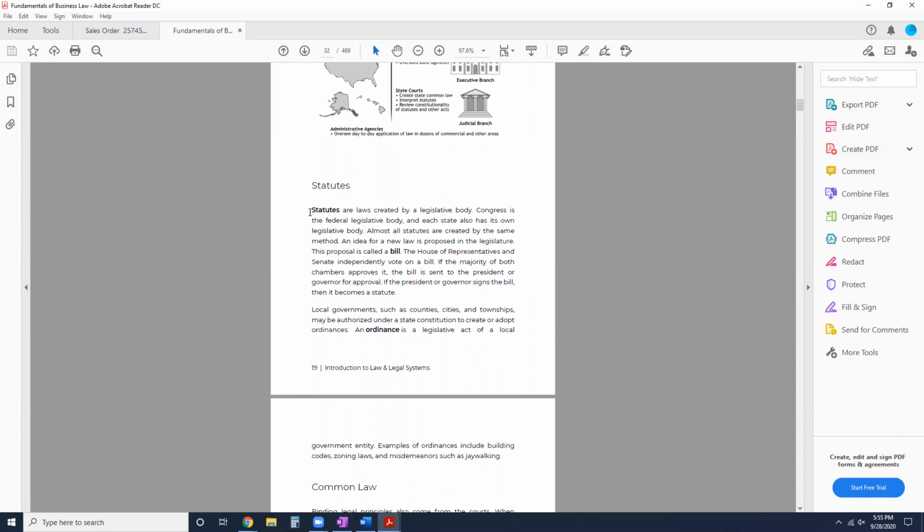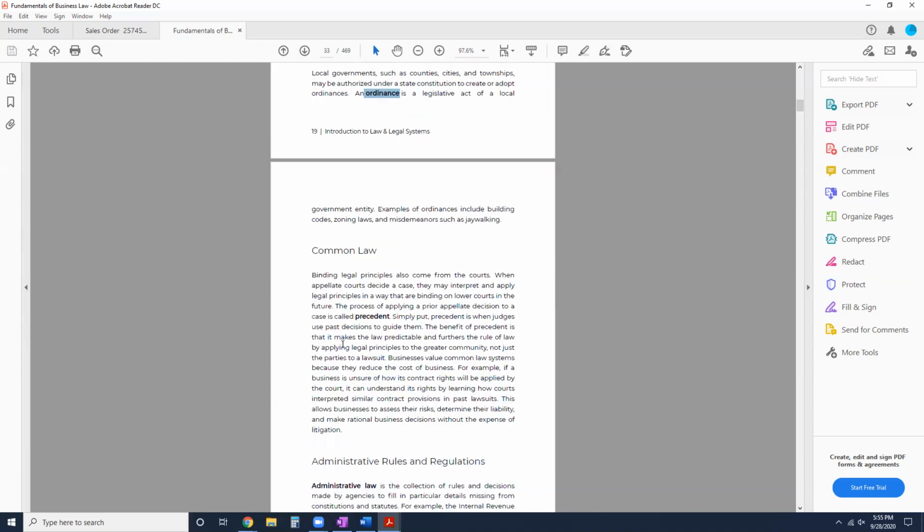Now, if you notice, I told you statutes can be either state or federal law, but it's not going to be town or city law. So town or city law or county law, we call those ordinances. And they're basically the same thing as statutes, except for the fact that when you're talking about an ordinance, that's a term that is reserved for a town, city, or county. All right.